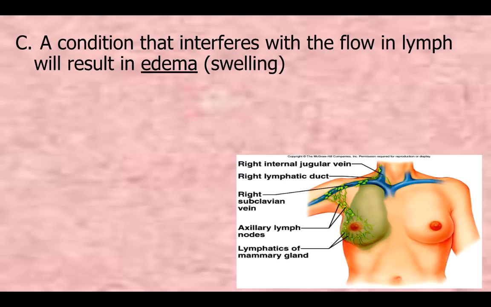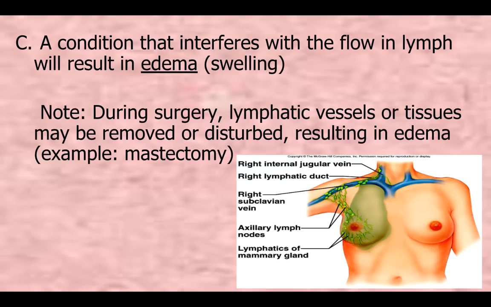It's called edema. This is a backflow or backup of lymph into tissues, and so the tissue swells. When you see edema, you know that it's just basically interstitial fluid, or water, building up. One condition where we see this a lot is during surgery. If we're removing tissue and we disrupt lymphatic vessels or tissues or remove them, it's going to result in edema.